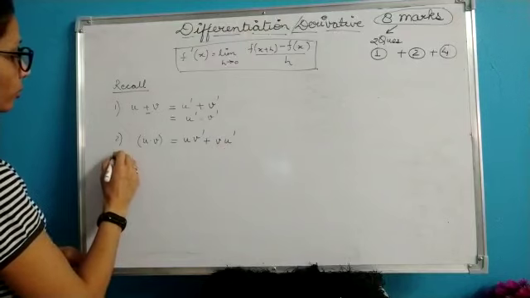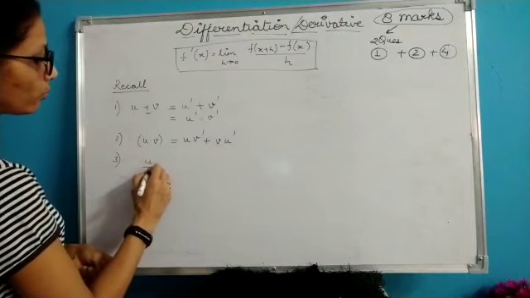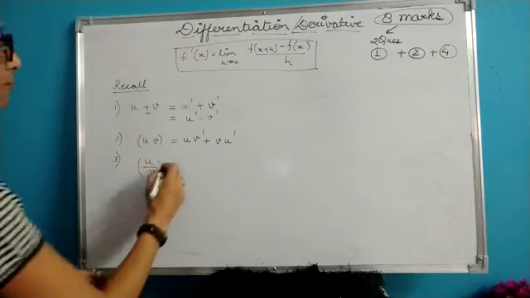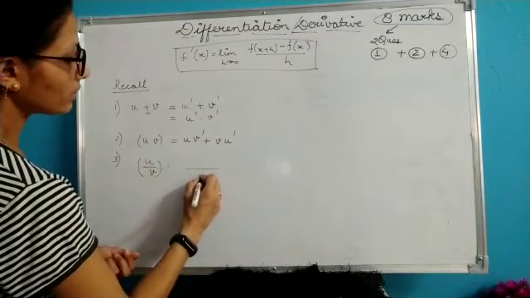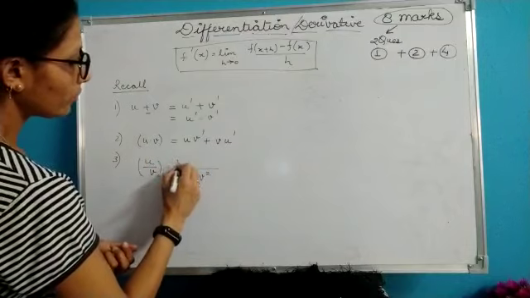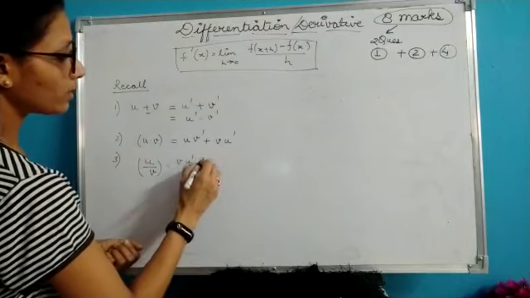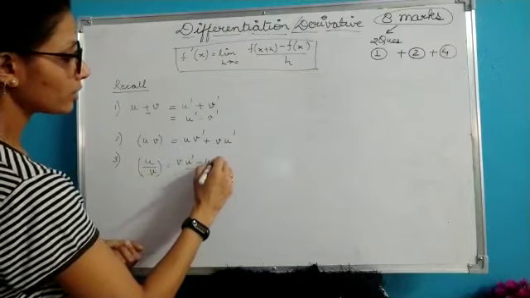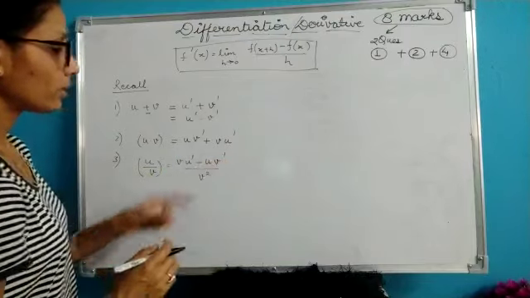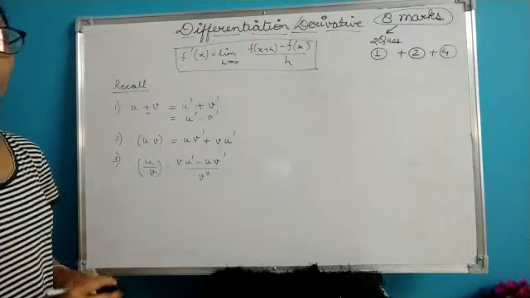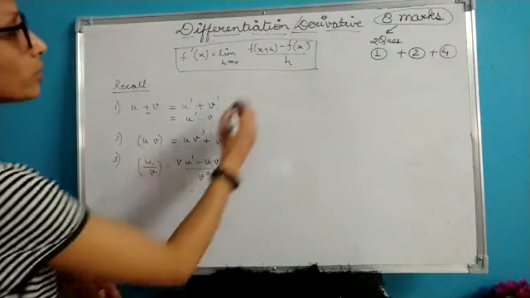Now you have also come across your quotient rule, which says if your function is given in u by v form, then you can write it as over v square, v as it is, differentiation of numerator, minus your numerator as it is and differentiation of your denominator. Now children, moving on, we'll discuss the chain rule.